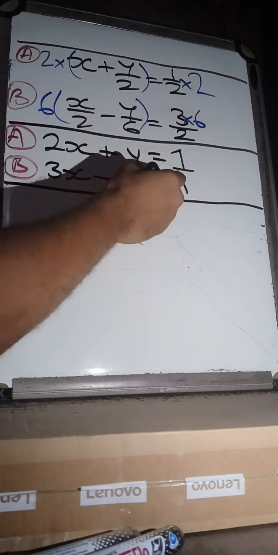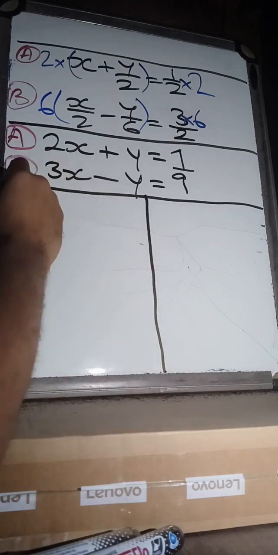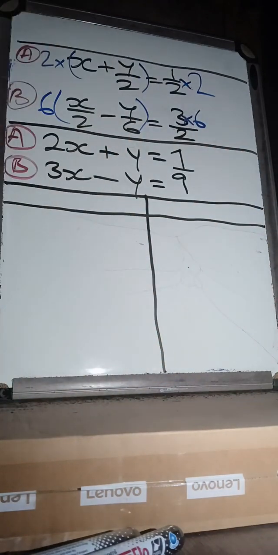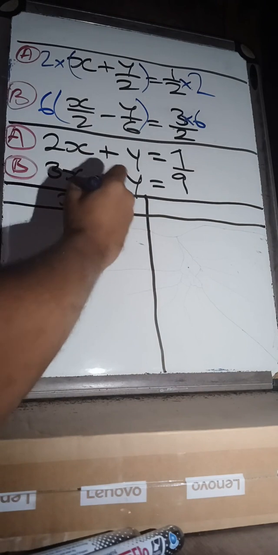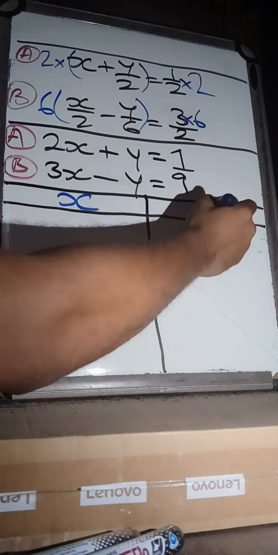So now we're going to create a situation for our x's and our y's, right? So we'll go do something for the x's and then we'll go do something for the y's. Now, funny story, we don't have to do anything with the y's because they have the same number in front of both of them.